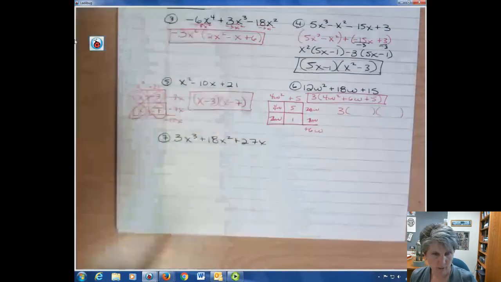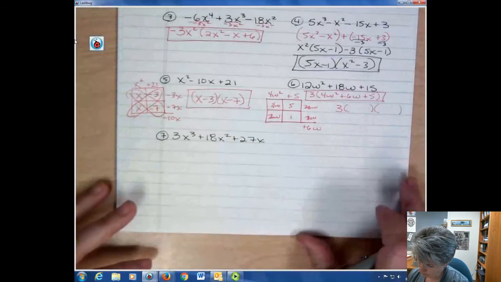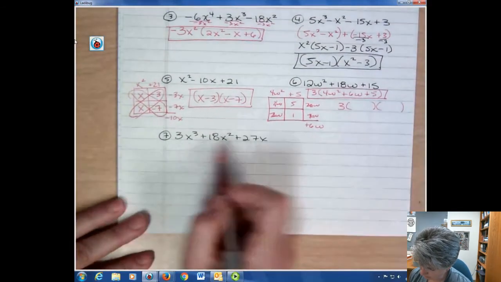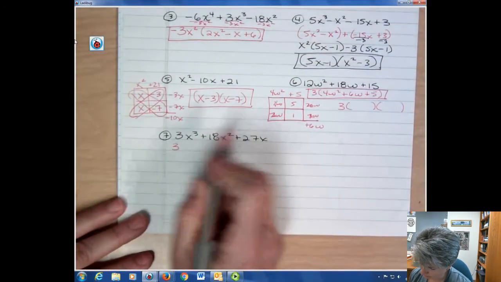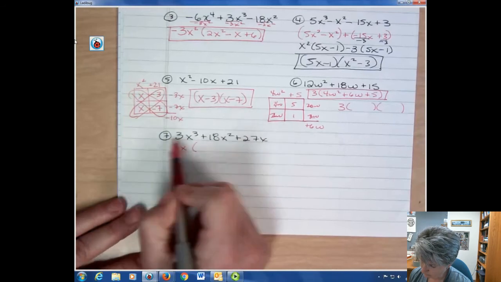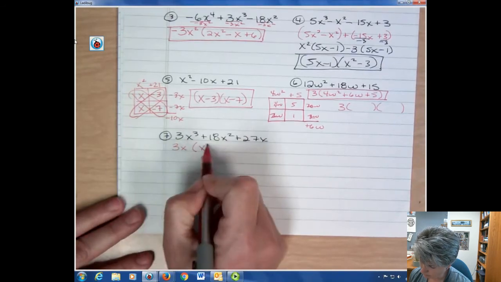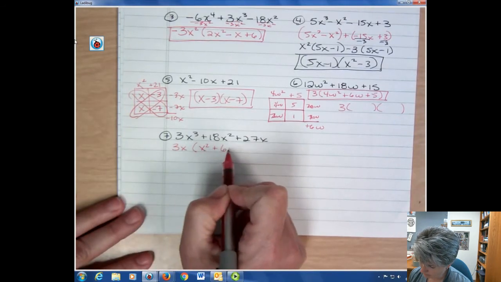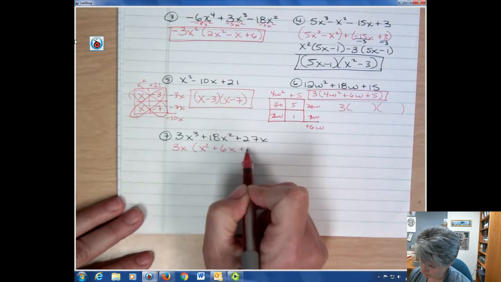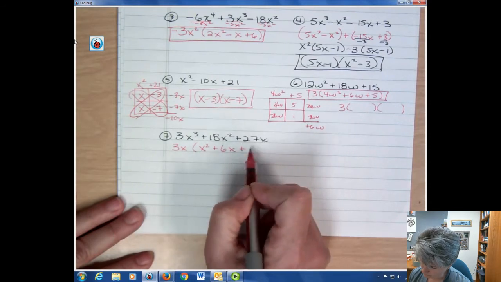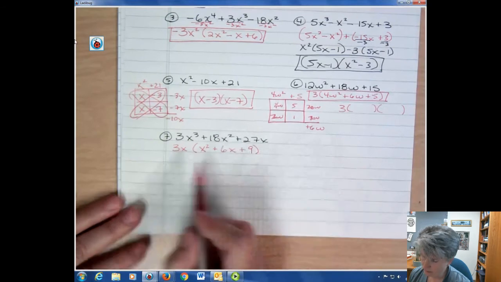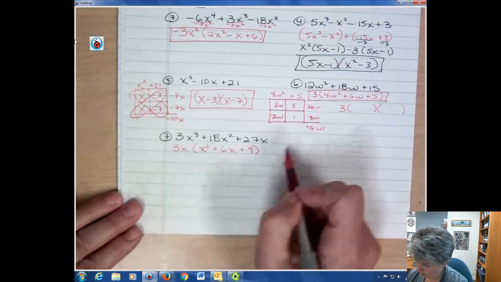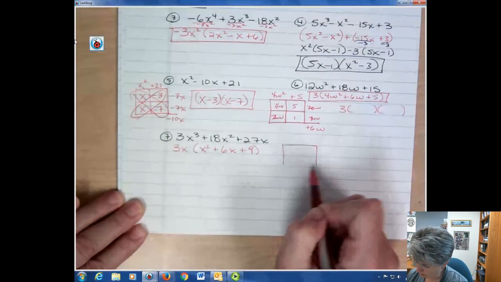Okay, what about number 7? Number 7 has a common factor of 3 again. It also has a common factor of x. If I take out the 3x, I'm left with x squared plus 6x plus 9. And this thing I can factor. I can do that with the box or not.